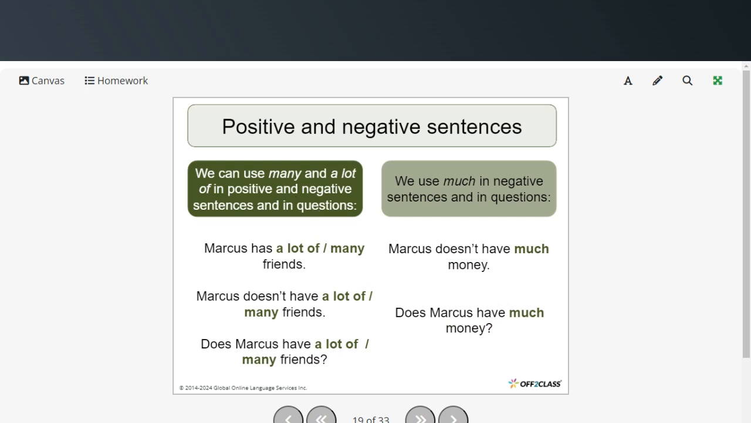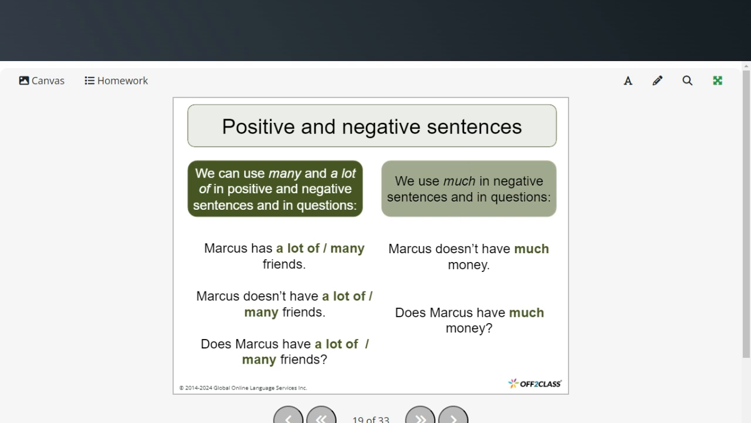We can use many and a lot of in positive and negative sentences and in questions. So Marcus has a lot of friends. Marcus has many friends. Both are correct. Marcus doesn't have a lot of friends, or Marcus doesn't have many friends. Both of those are correct. Does Marcus have a lot of friends? Does Marcus have many friends?